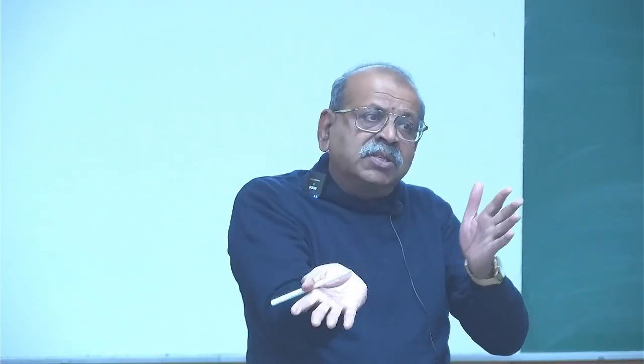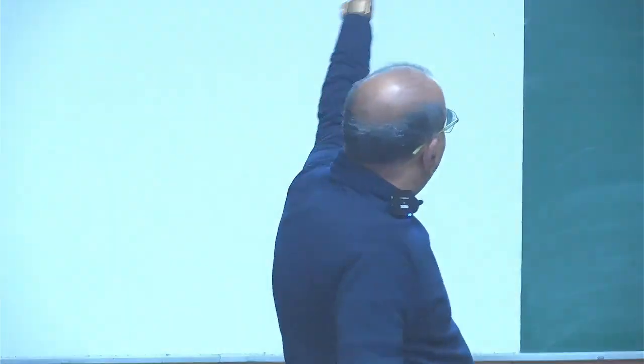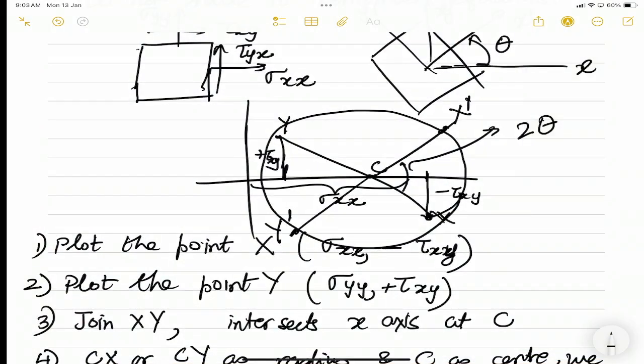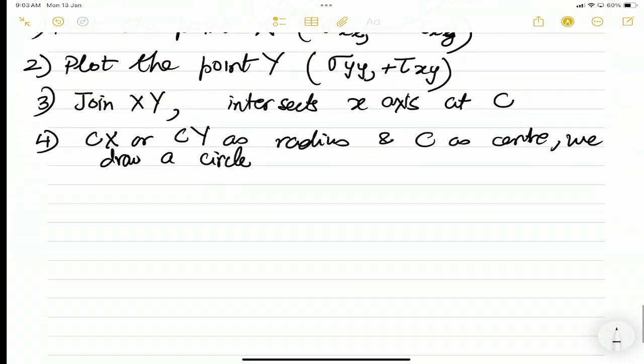So if I rotate by 2 theta, then the corresponding point of the circle will give me sigma x prime and sigma y prime. I have to rotate in the same sense, so if theta is clockwise, then 2 theta will be clockwise from the original. If it is counterclockwise as I have done, it will be 2 theta counterclockwise. And that is how I will get different points and different states of stress. Okay? So this is how one works with the Mohr circle.